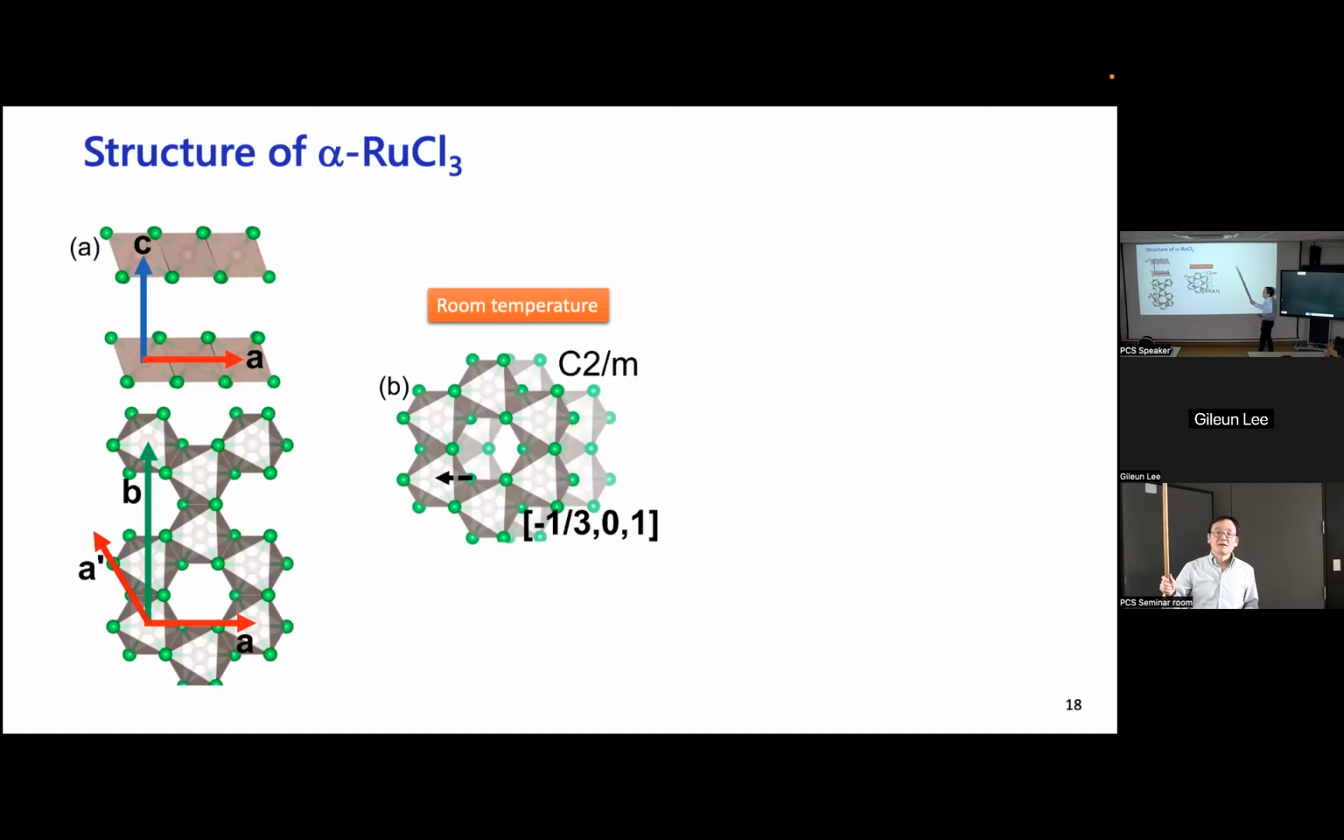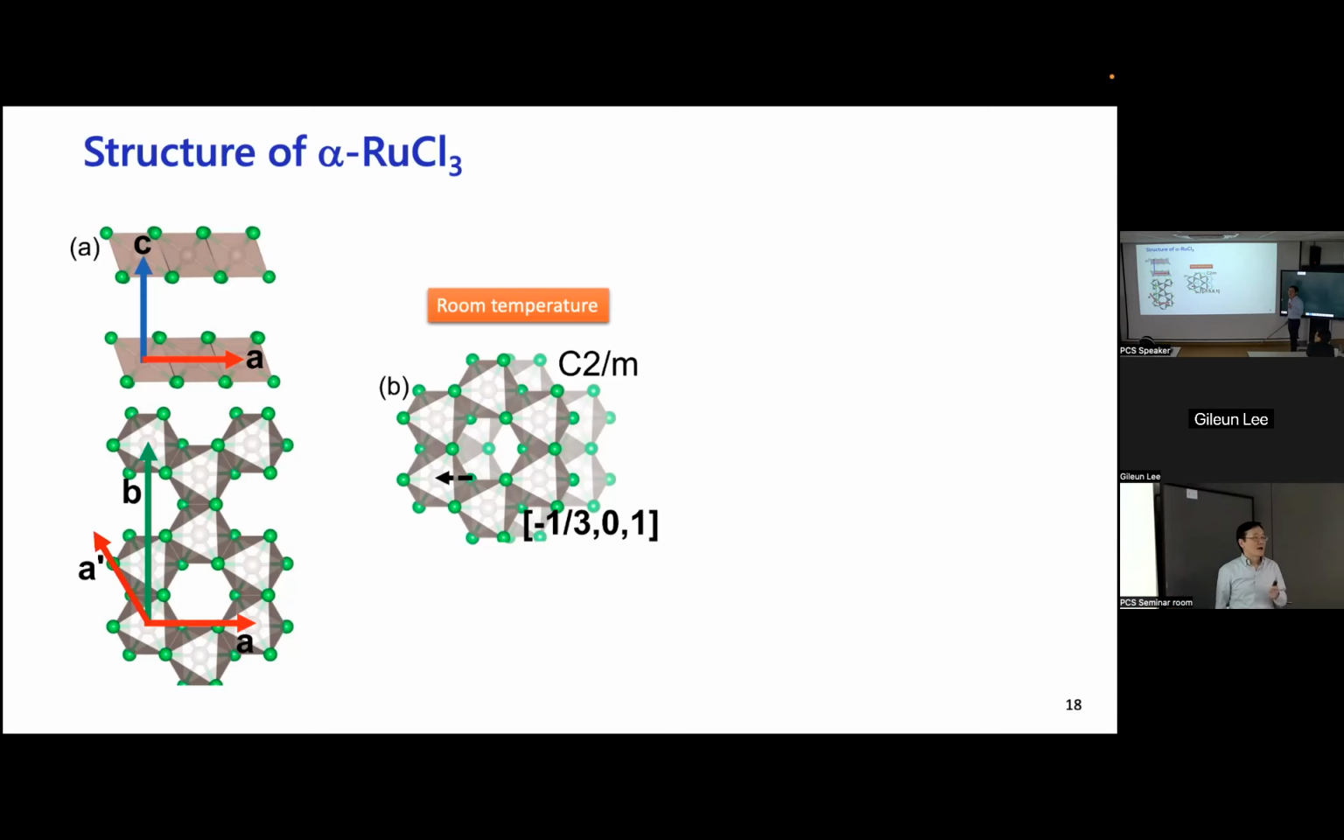Now everybody understands and agrees that the good quality crystal structure of alpha ruthenium chloride at room temperature is obtained by this kind of stacking. You take the honeycomb layer and define the axes A and B in this way. Then you stack the upper layer by 1/3 along the minus A direction, and so on in this direction. That is the so-called C2/m structure. So this is understood as the crystal structure at room temperature.